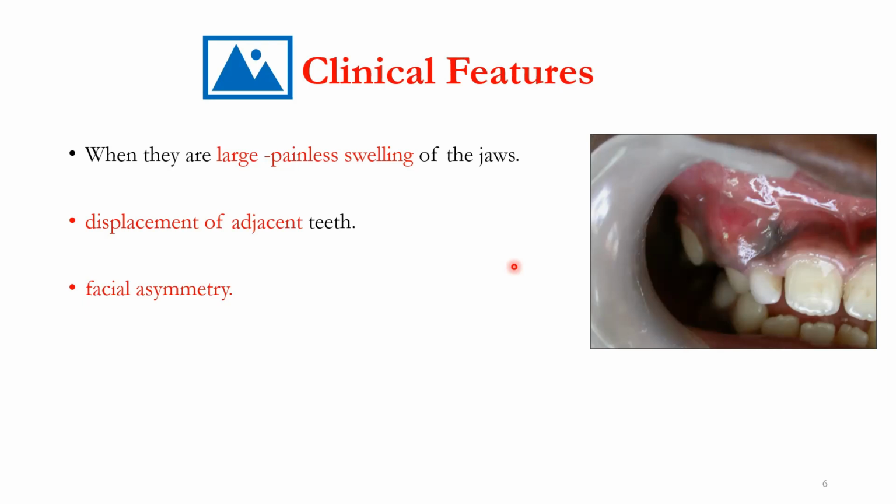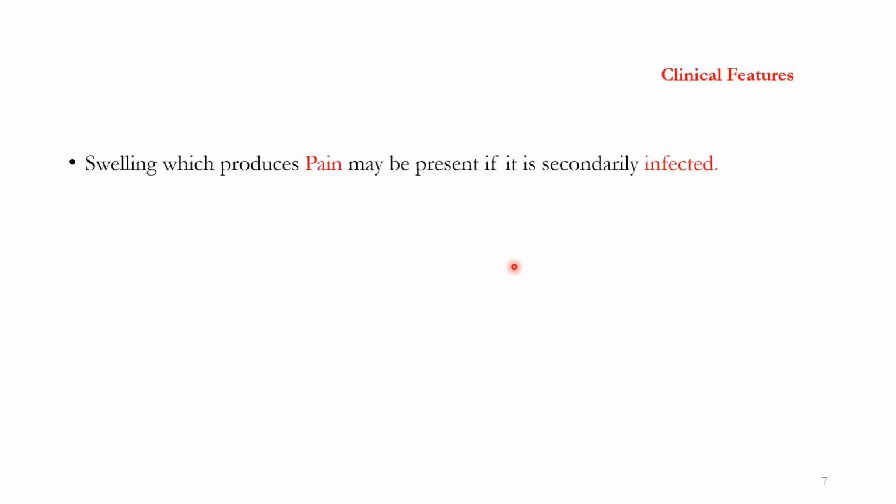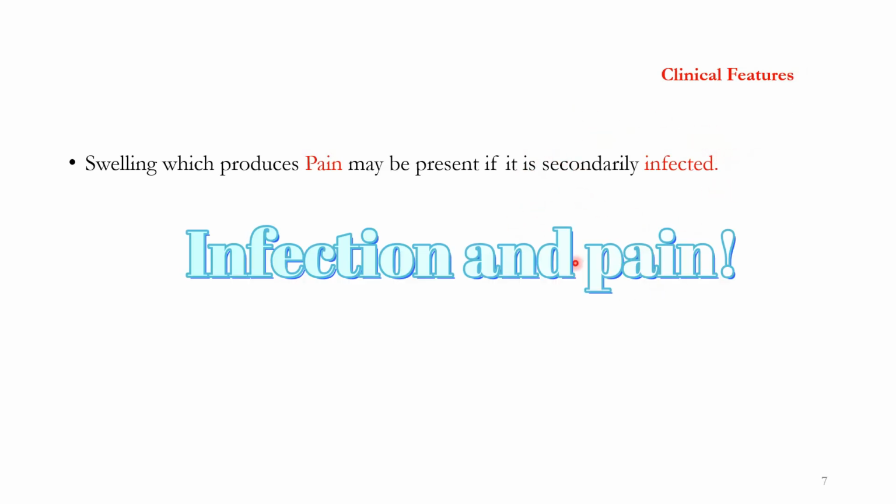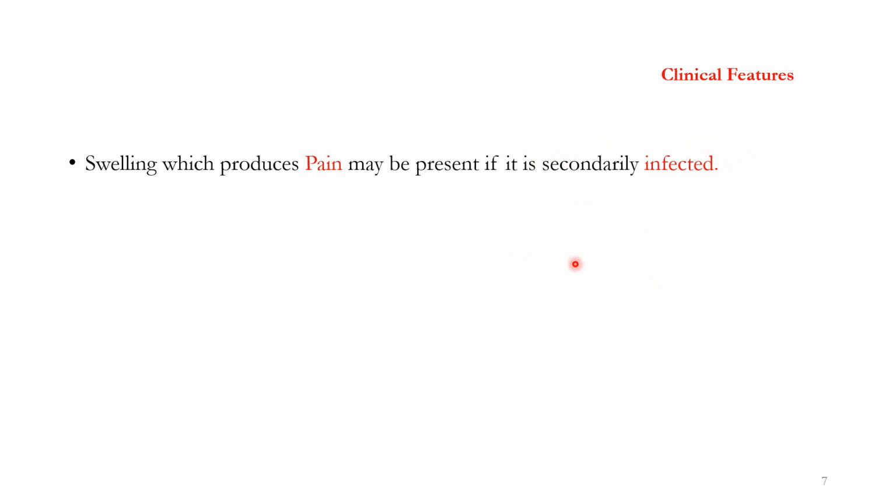Facial symmetry is when the face is symmetrical on both sides of the midline. When there is an asymmetry, that means that on one side there is a swelling or some sort of distortion. There can be pain associated in some instances, and that indicates that the lesion is secondarily infected. There might be some kind of bacterial invasion, and that might have resulted in an infection followed by pain.